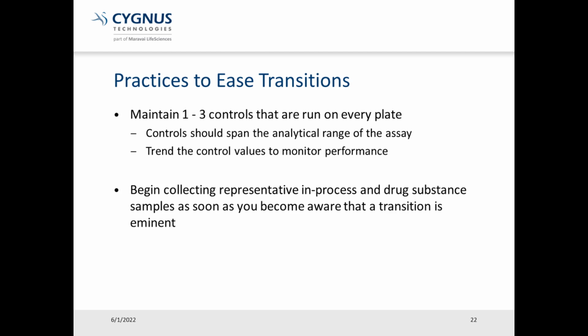Here are some best practices to help ease transitions between two new kits or a new kit. First, maintain a set of controls that are run on every assay performed. Having these controls allows for trending and performance of the assay over time and can be valuable in bridging and also picking up changes in assay performance. Establish a sample library to make reagent changes easier to manage. This also allows for trending of how different assays or reagents have performed over time.